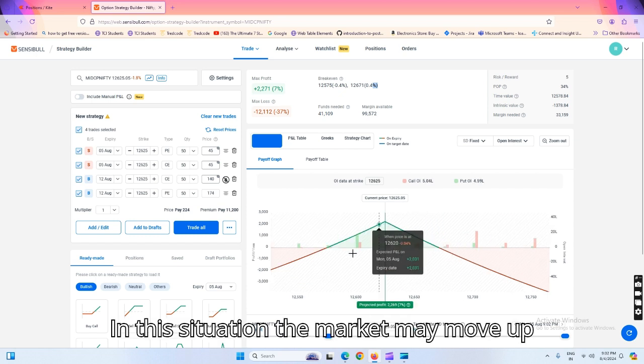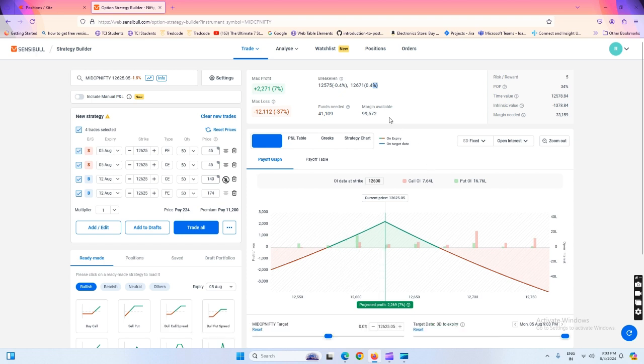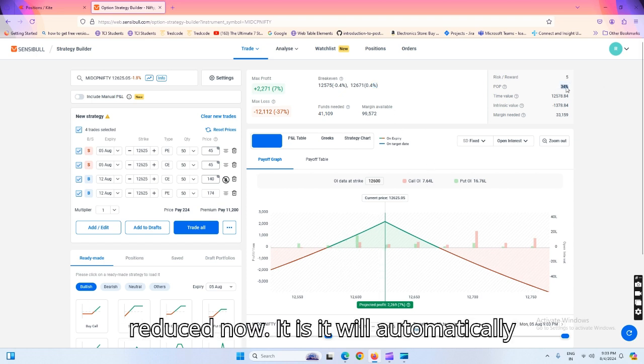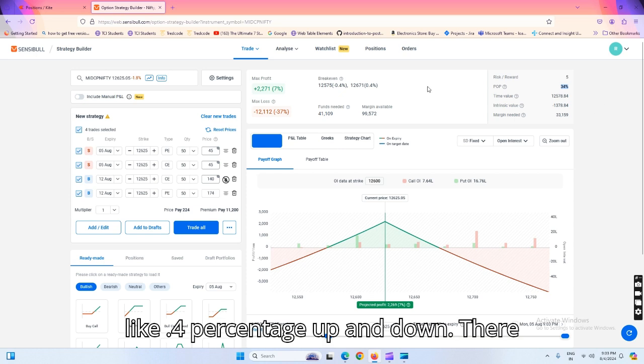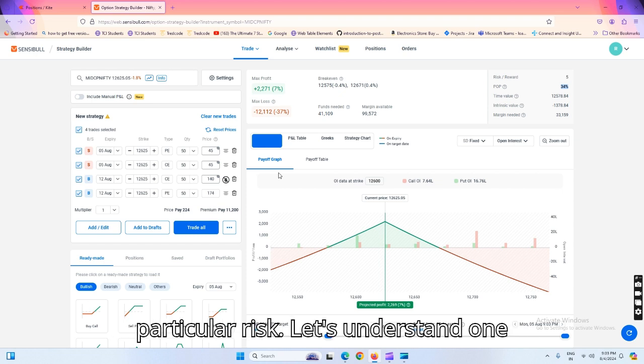In this situation, the market may move up and down 0.4 percentage, which is very common. If you can see, the probability is reduced now. It will automatically move about 0.4 percentage up and down. I'll tell you how to do the adjustments and how to reduce that particular risk.